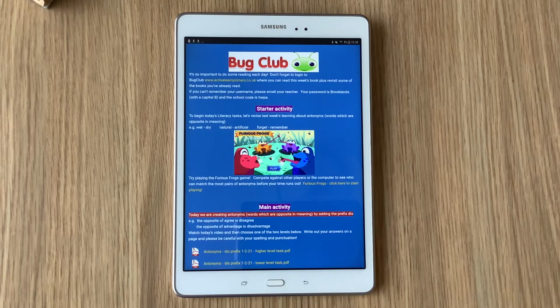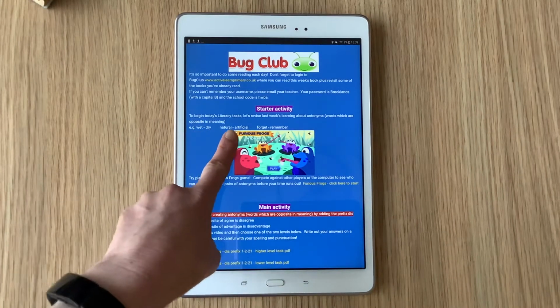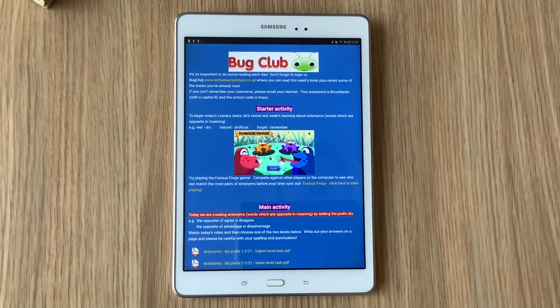Today's main activity is all to do with opposites, which, as we learnt last week, are sometimes called antonyms. Now, we've been looking at pairs of antonyms, so words such as wet and dry, natural and artificial, forget and remember. Pairs of opposites.